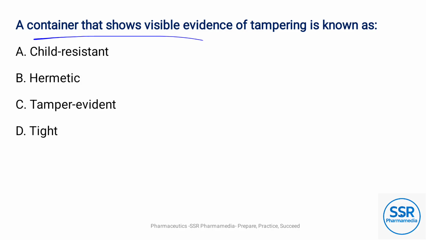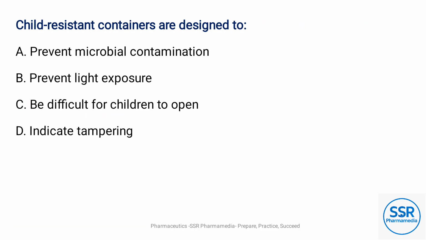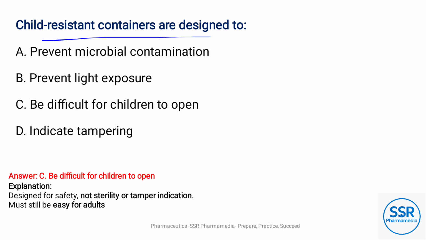A container that shows visible evidence of tampering is known as option C, tamper evident. So tamper evident containers indicate unauthorized opening. For example, blister pack and strip seals. Child resistant containers are designed to, option C, be difficult for children to open. So designed for safety, not sterility or tamper indications, and must still be easy for adults.